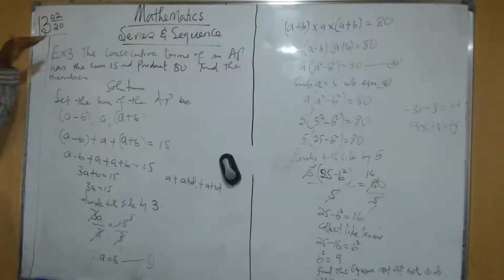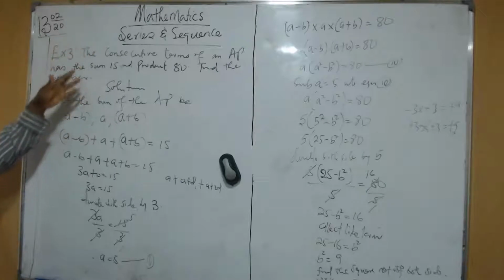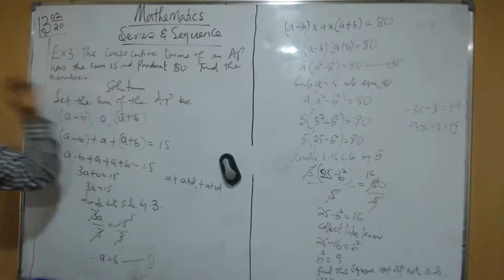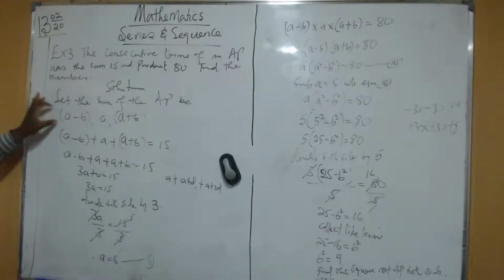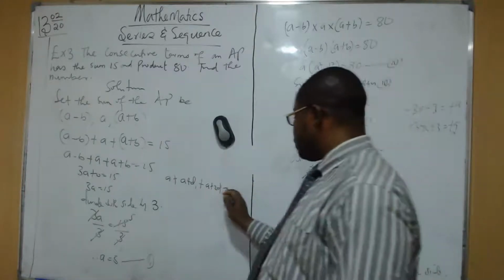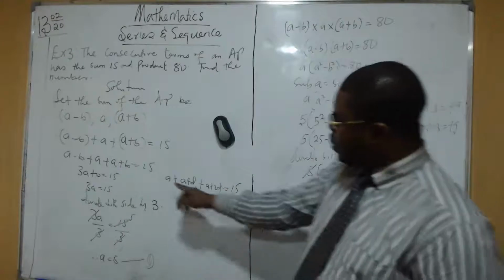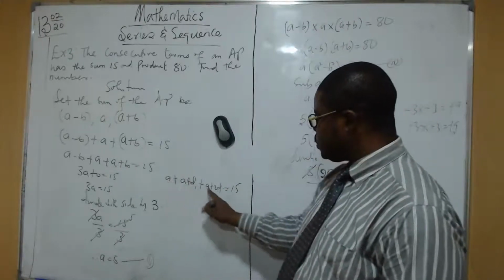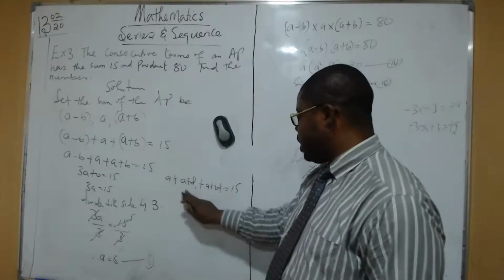But once they talk about the sum and the product of an AP, what should come to your mind? Represent them as a minus b, a, and a plus b, the third term. Then we now have the sum equals 15. Then here we would have this plus this plus this, we have 3a.